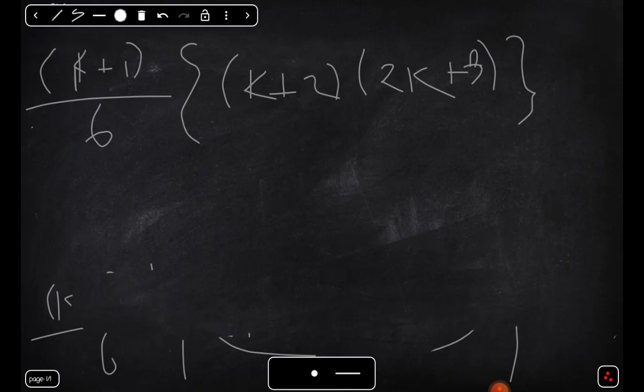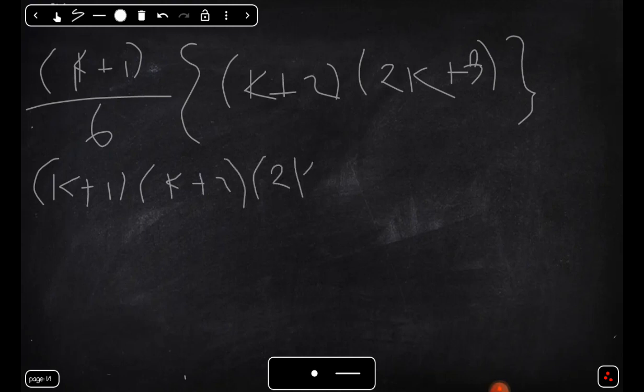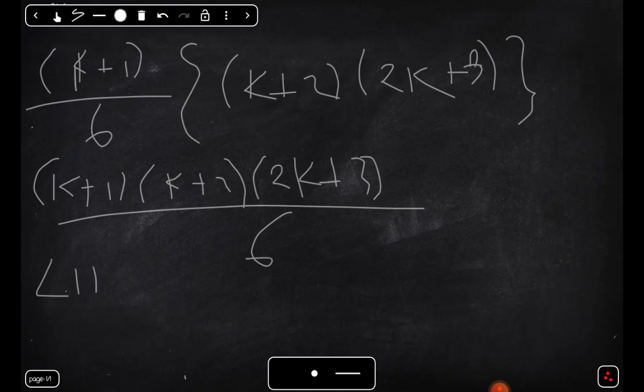So if that is the case, it means that our final working, that is the proof, let's write this very well in a way that it will be more understood. We have k plus 1 into k plus 2 into 2k plus 3 over 6. So this is what we got at the left-hand side.